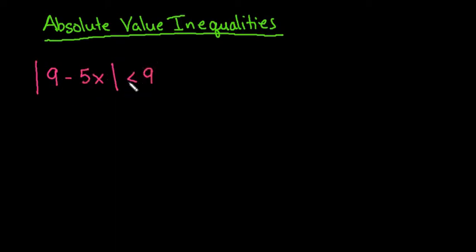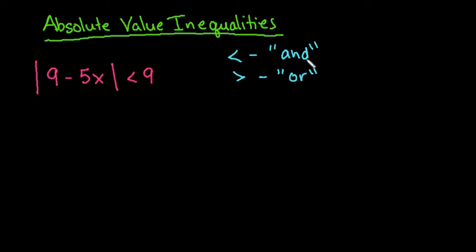But because we have an inequality, we're looking for all numbers that I can plug in for x that would give me an output that is less than 9. So it's not as straightforward. What you have to remember is, if it's pointing to the left, if it's less than, then it's always going to be an and inequality, a compound inequality. If it's greater than or equal to, it's always going to be an or inequality.